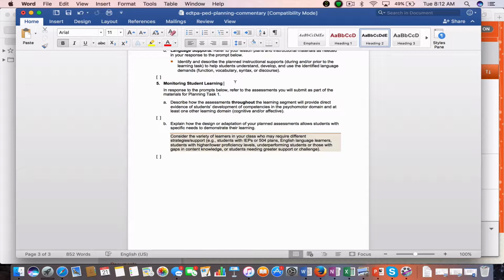And again, you're not writing about how students did. You're not doing anything except writing in future tense. You're planning right now. These are the assessments I will be using.